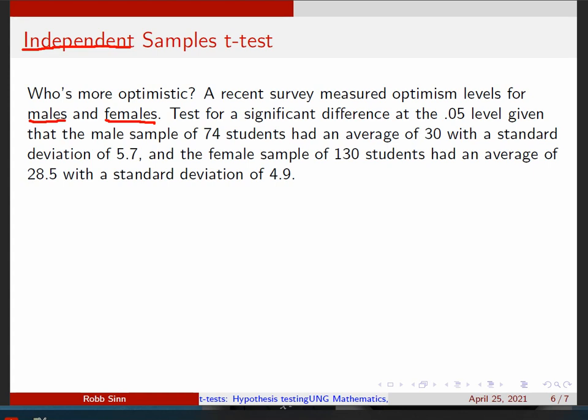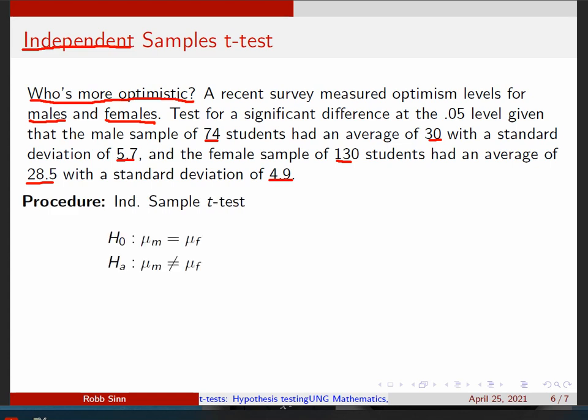Okay. Now notice the male sample, we actually know that n is 74 and the average is 30 and the standard deviation is 5.7, and we also have 130 and 28 and a half and a standard deviation of 4.9 for the females. Okay, but our research question says who's more optimistic. So the procedure is an independent samples t-test.